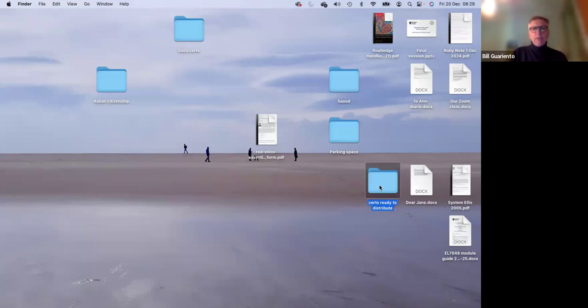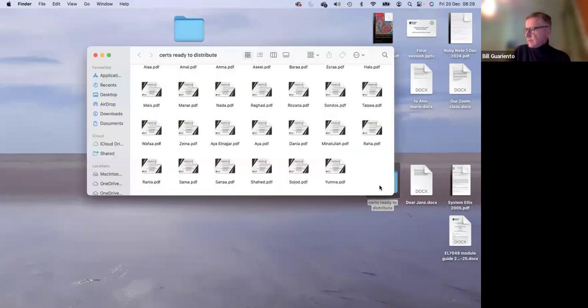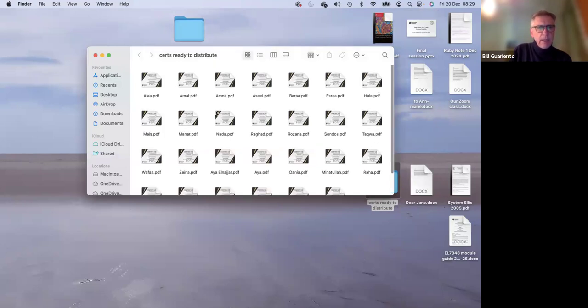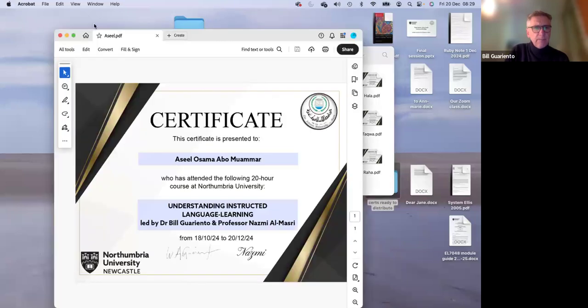So I'm going to start by giving certificates. Nazmi, maybe you could call out if you can see the list. I'm going to start with Asil, because Asil wrote to me today or yesterday to tell me that she wouldn't have enough battery to join us, and I think maybe Asil is not here with us. But can you see this certificate?